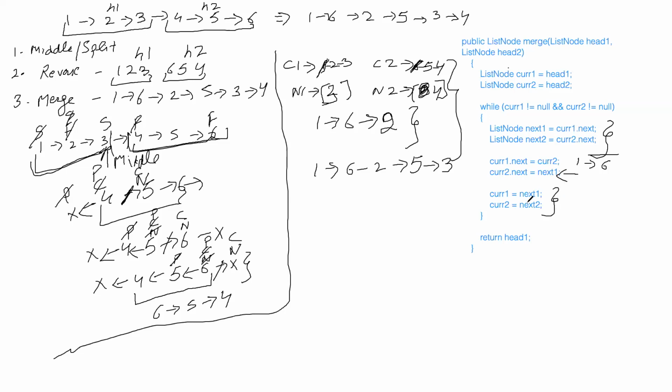Again, in the last step, we will update our cur pointers to the next pointers. Right now, the next pointer is pointing to 3, which means cur1 should also point to 3. N2 is pointing to 4, which means cur2 also should point to 4. So in the last pass, again we are saying cur1.next equal to cur2. So cur1 is over here, it will point to cur2, and cur2 is 4. And cur2.next equal to n1.